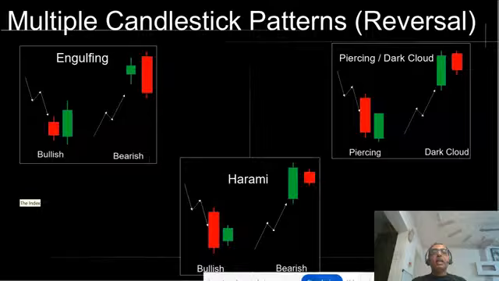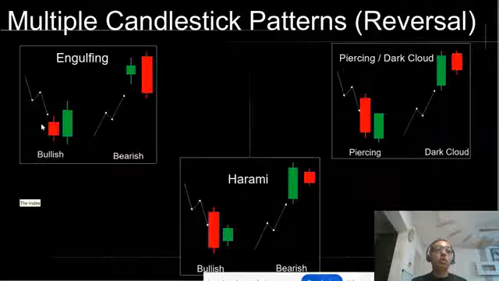There are multiple candlesticks. What we have seen earlier is a single candlestick pattern. We have two or sometimes three candlesticks appearing in sequence, and then people take trades on those. The first one is engulfing, right? What we see on this left hand side is called a bullish engulfing.